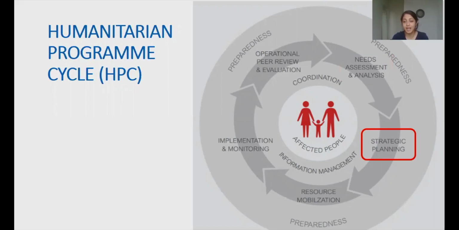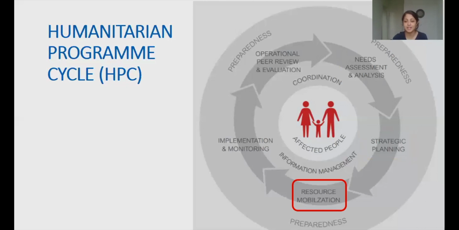Now, strategic planning builds on the previous step and enables the humanitarian community to have a very strategic response to effectively respond to the needs identified. Strategic planning is a collaborative process. This is the process where the humanitarian community defines and articulates the key objectives and priorities for the sector. The work done in this stage informs flash appeals and the humanitarian response plans.